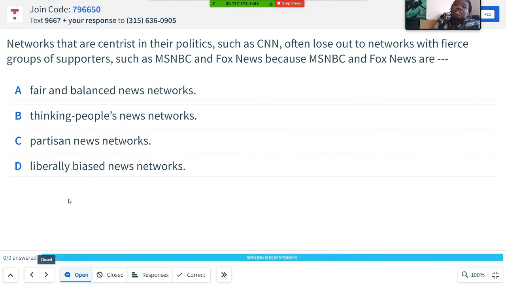Networks that are centrist in their politics, such as CNN, oftentimes lose out to networks with a fierce group of supporters, such as MSNBC and Fox News, because MSNBC and Fox News are fair and balanced news networks, thinking people's news networks, partisan news networks, or liberally biased news networks.